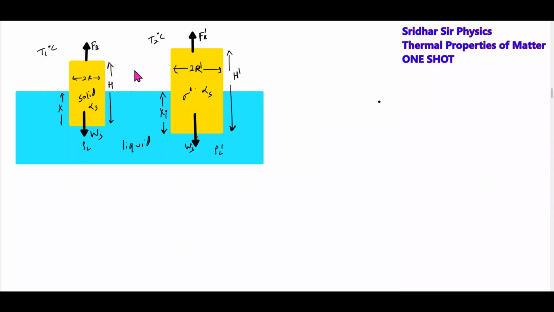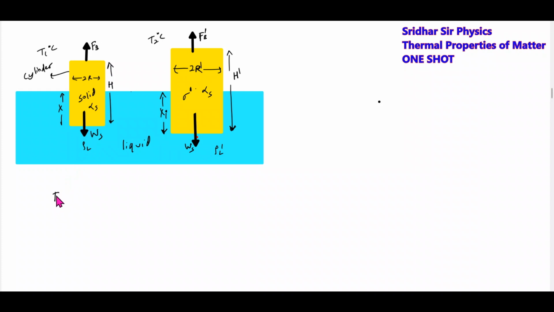Okay, so we'll discuss the thermal expansion of solids and liquids. Here, the effect of buoyant force. If a liquid and a solid both expand, what will be the fraction of volume immersed? Those ideas we will be discussing here. Now, initially at T1 degree Celsius, this is a cylinder of height h and radius r. X length of the solid is immersed. Rho S is the density of the solid cylinder and rho L is the density of the liquid.